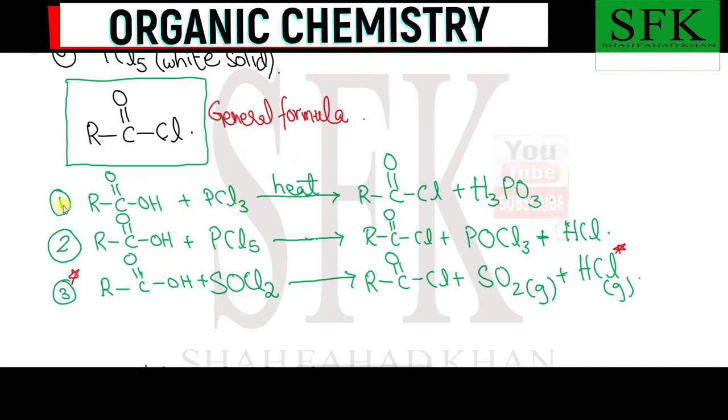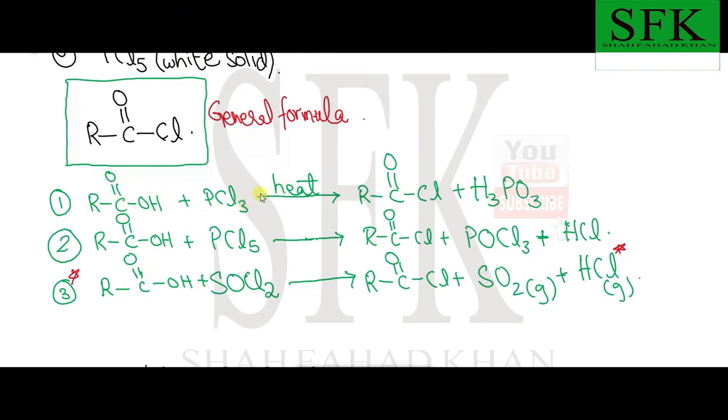Okay, now let's look at the first equation. Our carboxylic acid over here, RC double bond OOH, reacting with PCl3 in presence of heat produces an acyl chloride. The OH group over here gets replaced by a chlorine atom right over here, and we are given phosphorus acid, H3PO3, as the byproduct. Okay, then the second equation. Oh guys, these equations are asked in the past papers, so please do learn them.